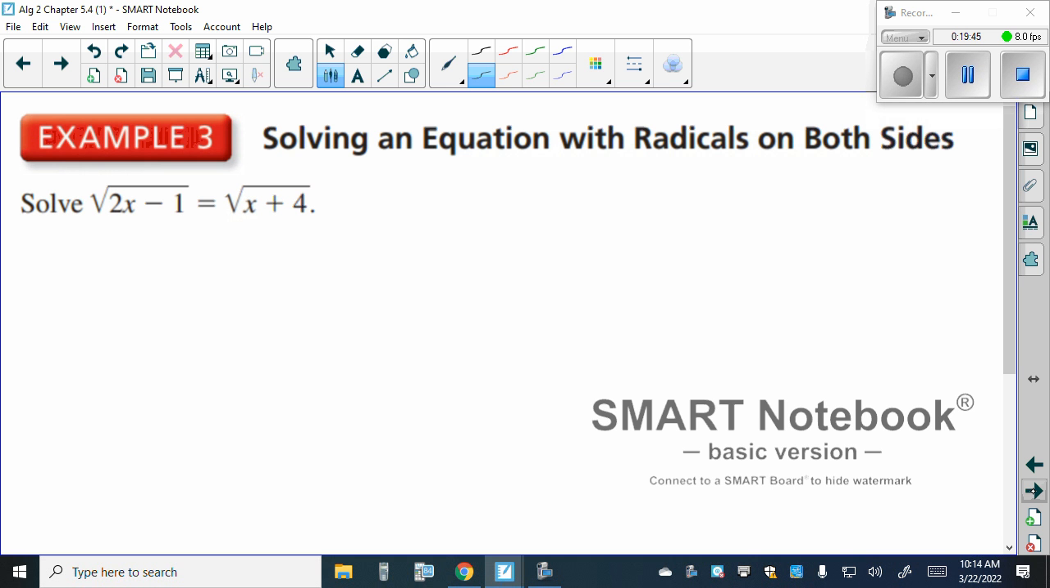Let's look at example 3. So if we look at the steps that we have, one, get the radical by itself. Well, we have more than one radical, don't we? So let's add a little subclause.